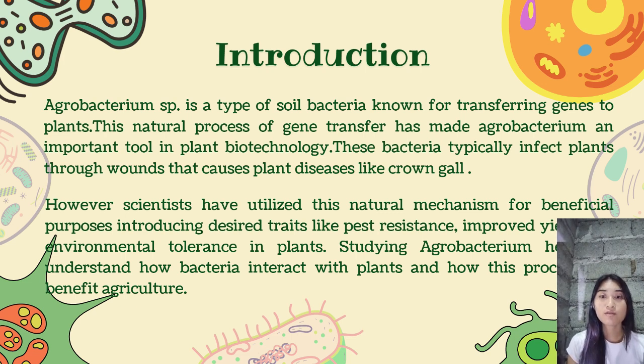So for the introduction, Agrobacterium sp. is a type of soil bacteria known for transferring genes to plants. This natural process of gene transfer has made Agrobacterium an important tool in plant biotechnology. These bacteria typically infect plants through wounds, which causes plant diseases like crown gall. However, scientists have utilized these natural mechanisms for beneficial purposes, introducing desired traits like pest resistance, improved yield, and environmental tolerance in plants. Studying Agrobacterium helps us understand how bacteria interact with plants and how this process can benefit agriculture.